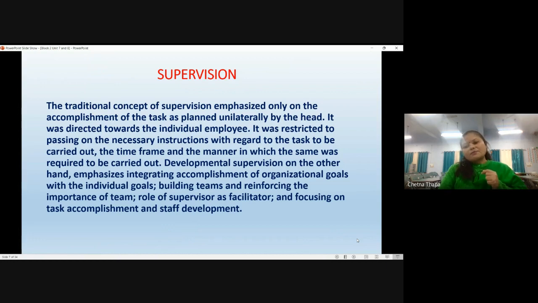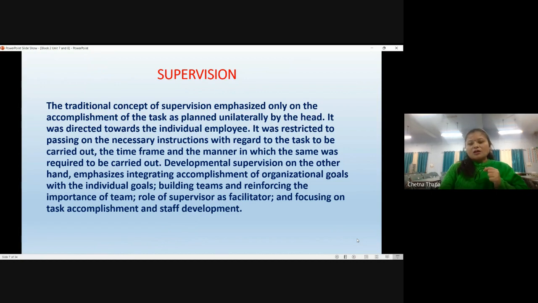So, this developmental supervision is quite new, and this must be implemented in the schools, and it will be in due course. But earlier, supervision just emphasized the accomplishment of the task.